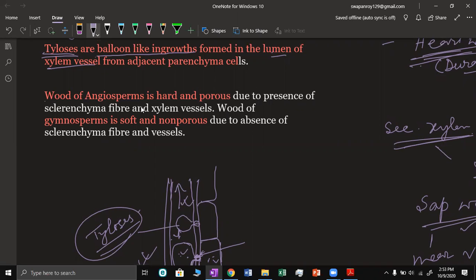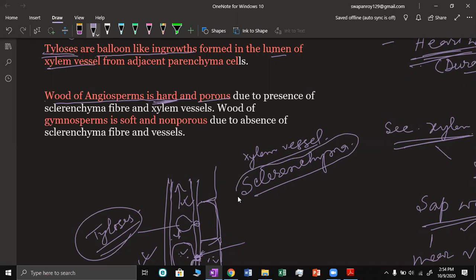Another thing is that the wood of angiosperm is hard and porous. Hard, it is due to what? In the wood of the angiosperm tree, they have xylem vessels and they have a lot of sclerenchyma also. Due to the sclerenchyma, it is very hard, and porous condition is due to presence of vessels.